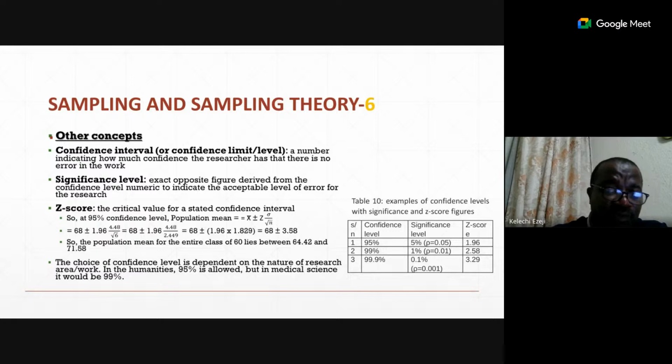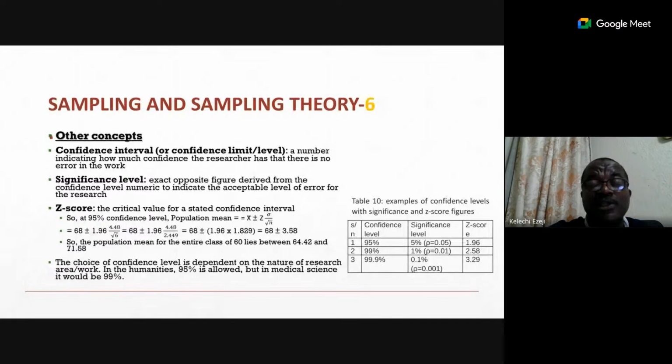I accept 5%, therefore I'm confident that at 95%, there's no error. If I'm confident at 99% that there's no error, it means I'm only accepting 1% level of error. So for example, like I've already said, a 95% confidence limit implies a significance level of 5%. A 99% confidence limit implies a 1% significance level. A 99.9% confidence level implies a 0.1 significance level. So it just says this is the acceptable level of error. It's also part of the statistics when you are calculating.